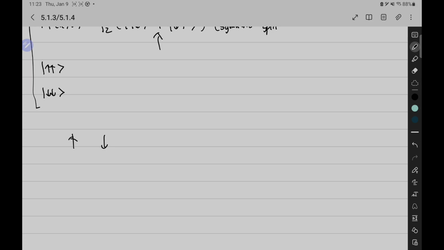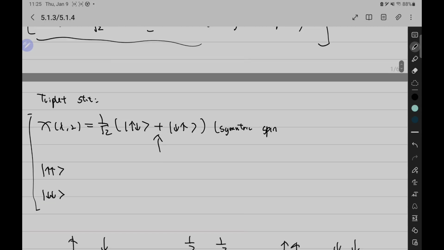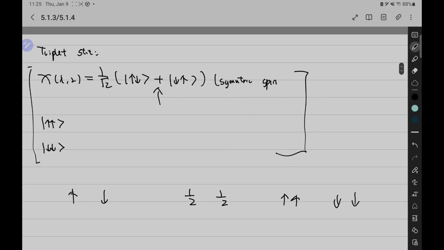But they could not be in the same spin state, so you cannot have an electron with 1/2 spin and another electron with 1/2 spin occupy the same state. Or, if both are spin up or both are spin down, that doesn't work either. So two electrons can share the same spatial position state, but their spin must be in the singlet configuration, which is what we have here, and cannot be in these three.